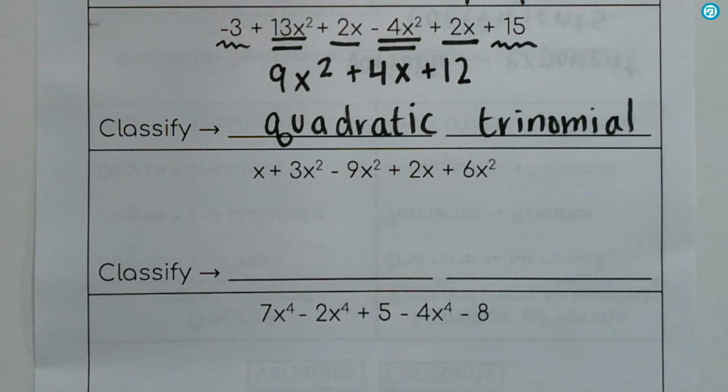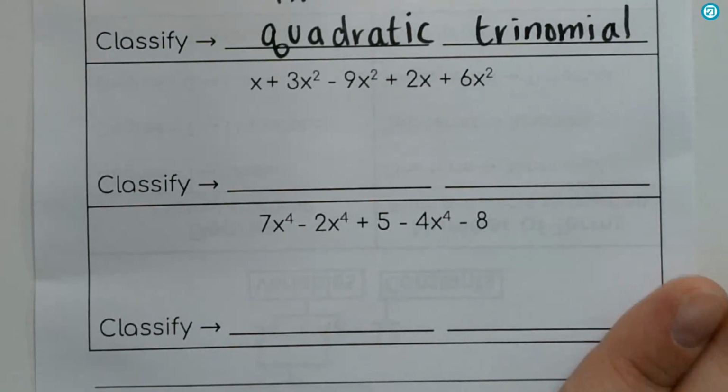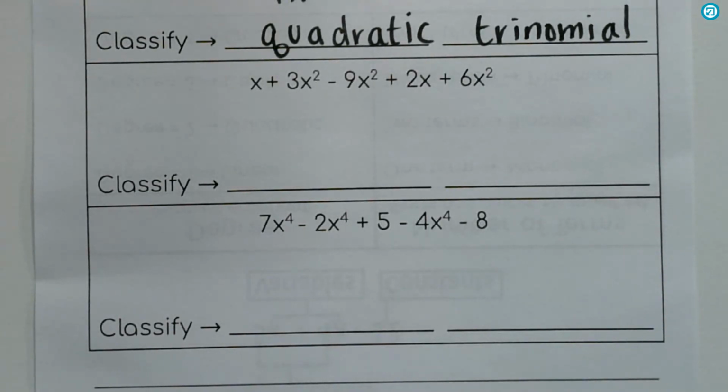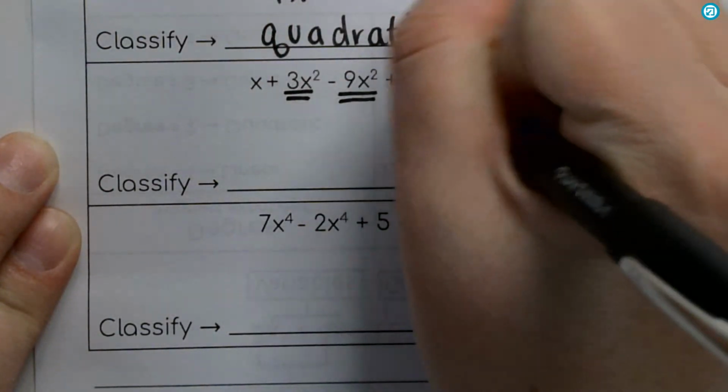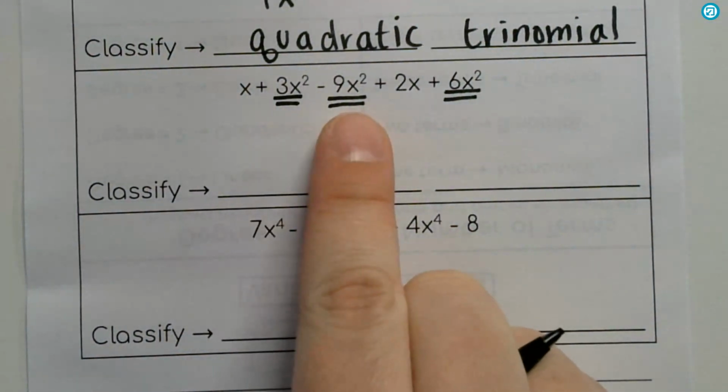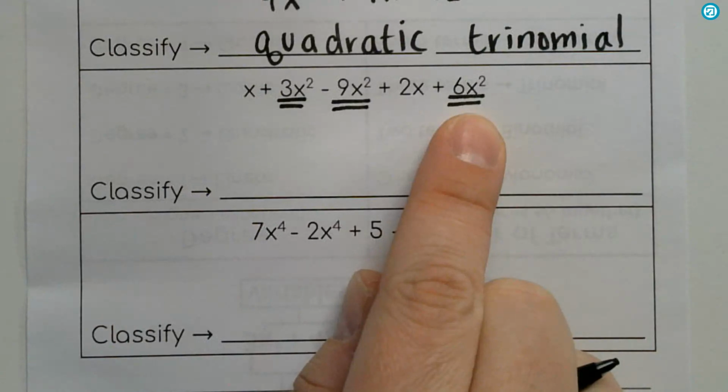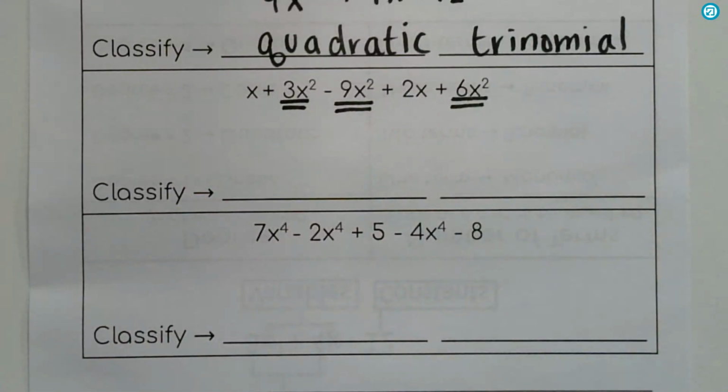Okay, let's keep going. Something wonky happens in the next one. So in the next one, I've got a bunch of x squared, so I'm going to combine them all together. So I've got 3x squared, negative 9x squared, and 6x squared. What is 3 minus 9? What is negative 6 plus 6? 0. Okay, how many x squareds do I have left then? So 3 minus 9 is negative 6. Negative 6 plus 6 is 0.